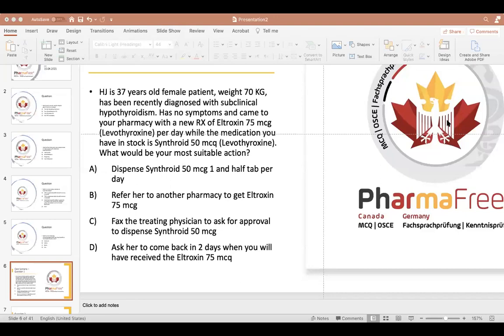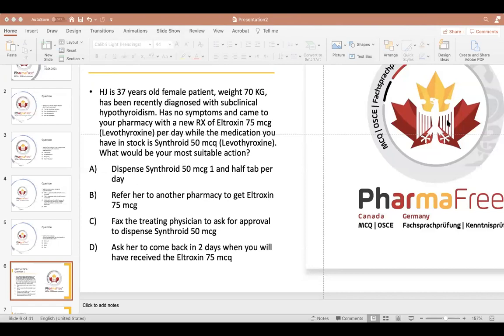It's only another generic. Doctor, if you give her Synthroid, would you be able to change it to Eltroxine after a month? Why change it? Is there any benefit? No, it's the same thing, so yes, interchangeable. She can keep taking Synthroid, and even she can change to Eltroxine.